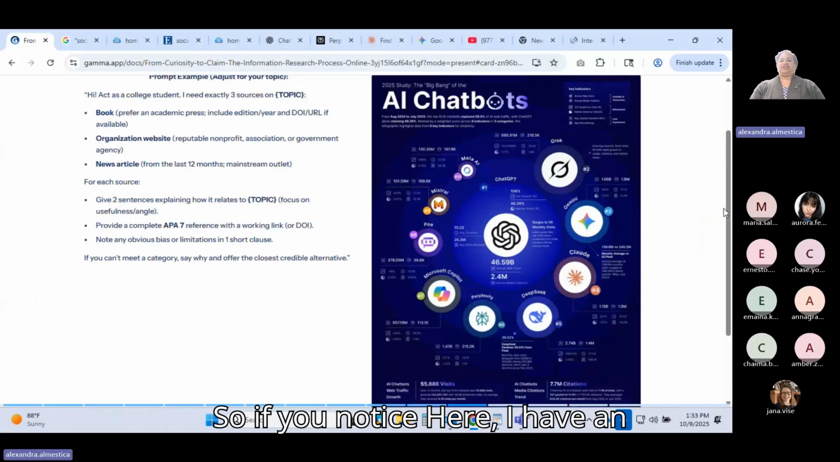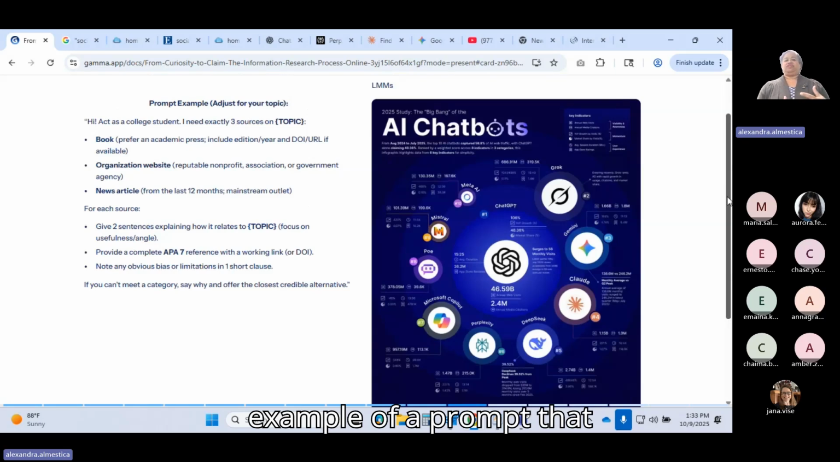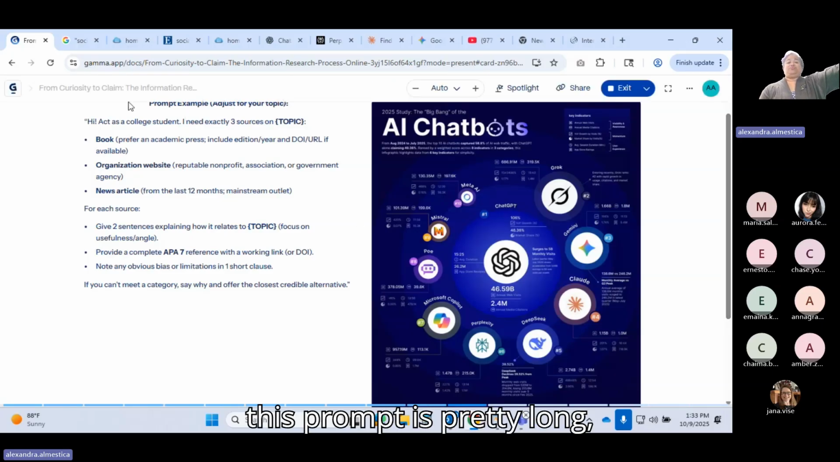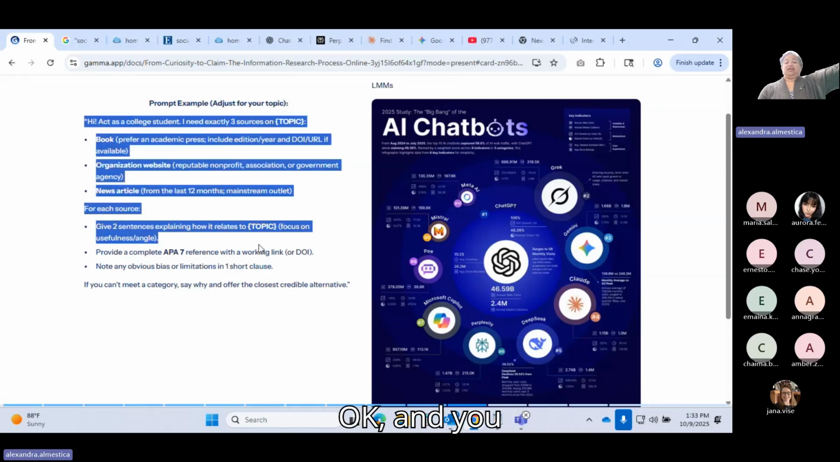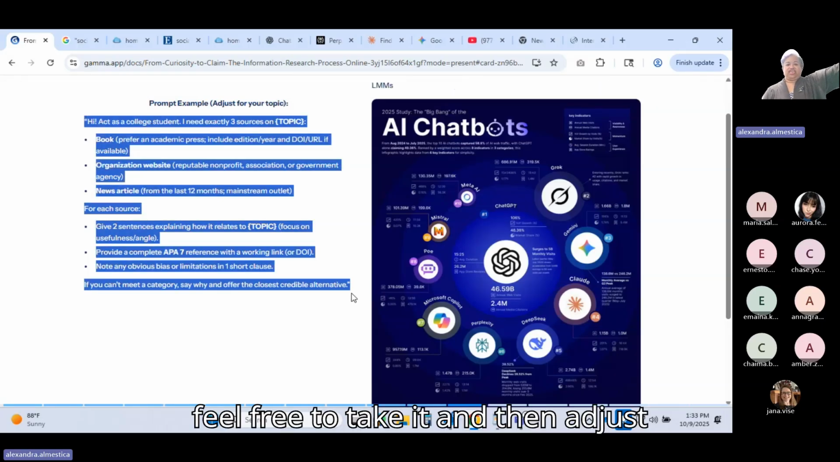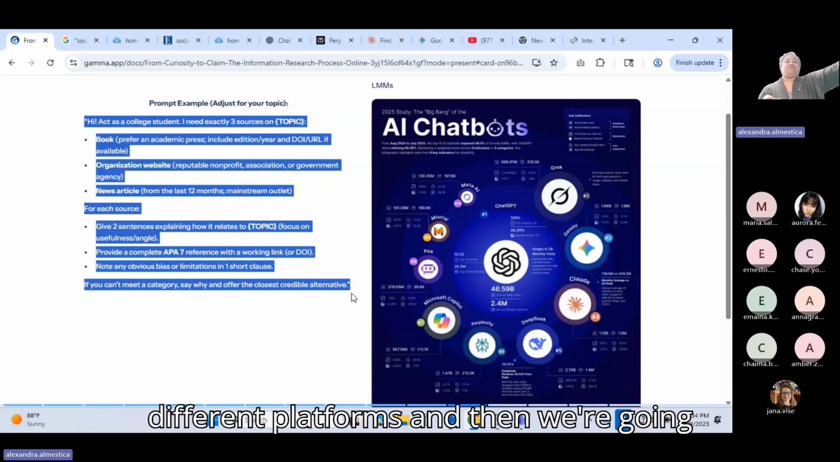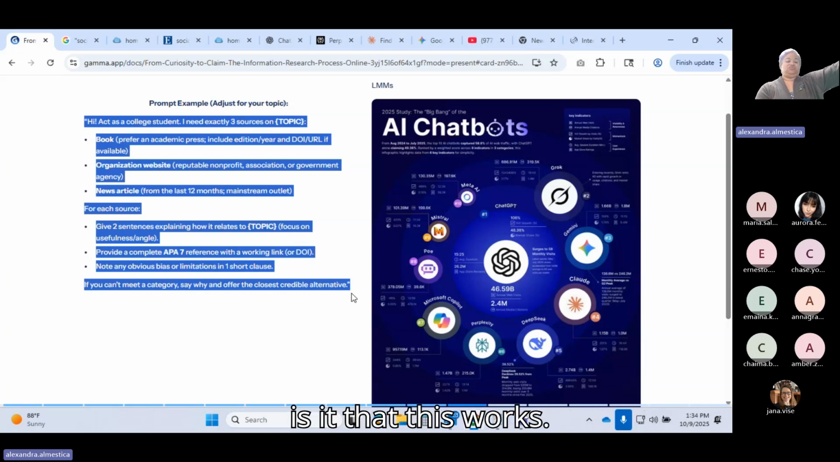If you notice here, I have an example of a prompt that could help in retrieving sources using AI. Now, this prompt is pretty long, okay? Feel free to take it and adjust it as you think could work. You can also interact with an AI large language model to change it. What we're going to do is use it in different platforms, and then evaluate those results and see how this works.